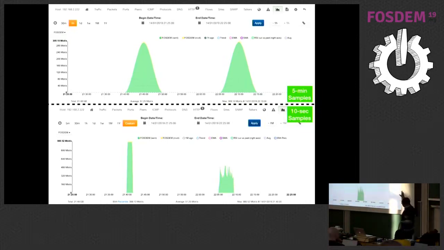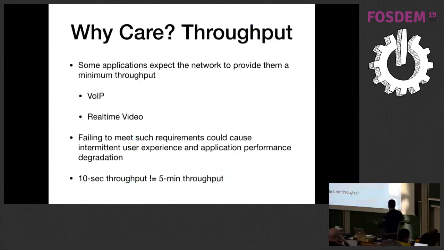Again, these two charts, if you look at the time scale at the bottom, are two instances of a monitoring tool that are running and monitoring the same traffic, but one is taking samples at 5 minutes and the other is taking samples at 10 seconds. So why should we care about this?